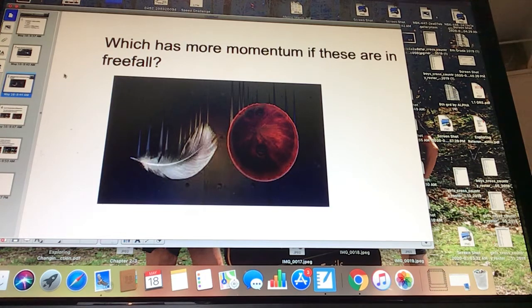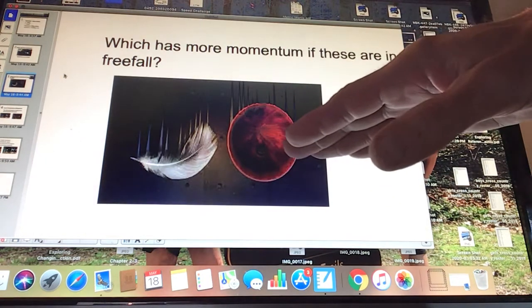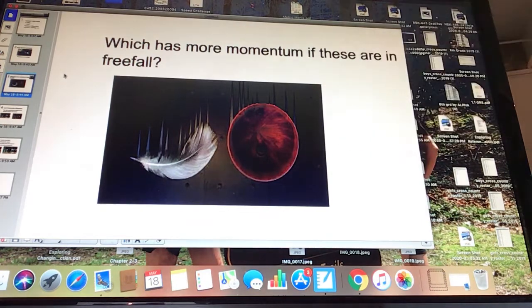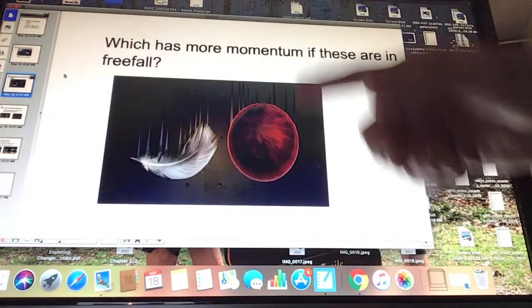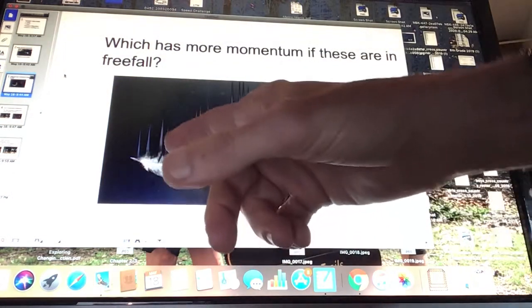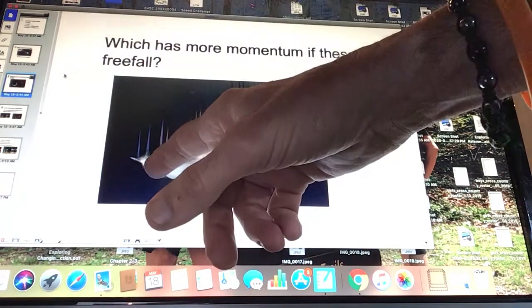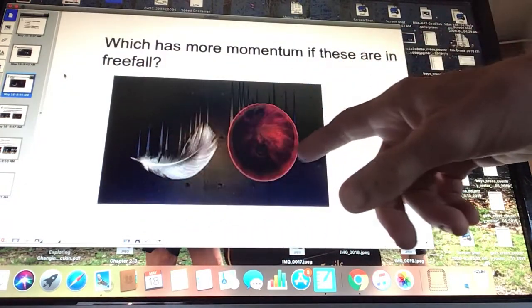All right, so take a look at this picture. You've got a bowling ball and a feather. Which has more momentum if these are in free fall? Think back to free fall. For these two to be in free fall, the only force acting on them is gravity. So this is in a vacuum. There's no air resistance. So since it's in free fall, what could you tell me about the speed of these two?